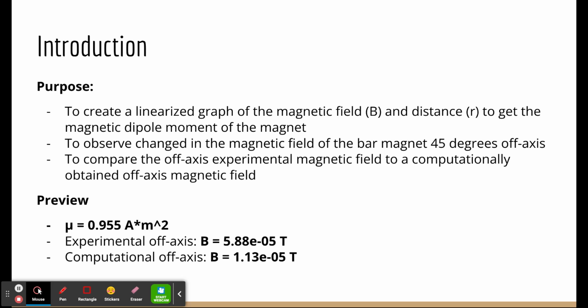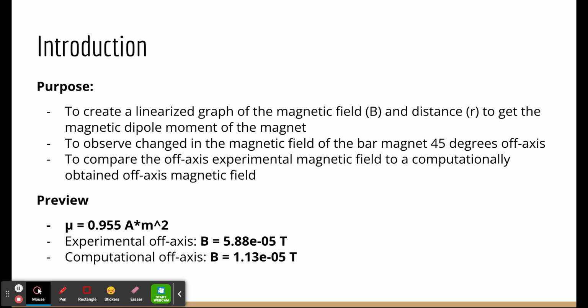So, the purpose of this lab is to create a linearized graph of the magnetic field, which will be represented by the letter B, and distance r, to get the magnetic dipole moment of the magnet. We also want to observe the changes in the magnetic field of the bar magnet when it's 45 degrees off axis. We also want to compare the off axis experimental magnetic field to a computationally obtained off axis field.